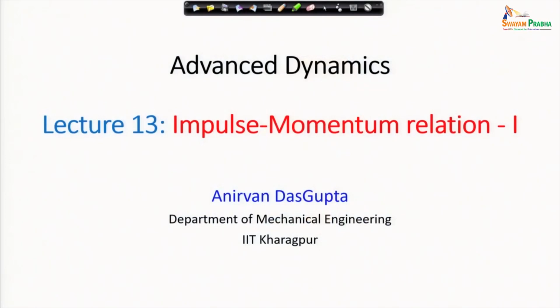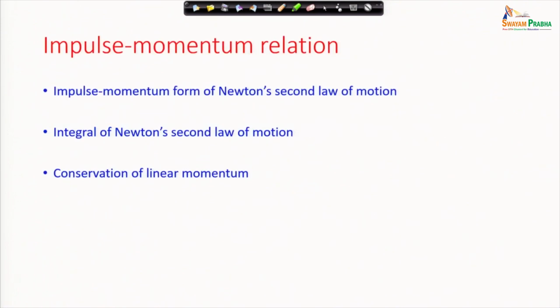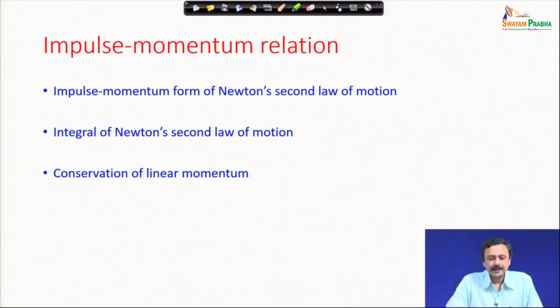In this lecture, we are going to discuss the impulse momentum form of Newton's second law. This is also known as the impulse momentum relation. This relation is an integral of Newton's second law, just like the work energy relation or work energy form of Newton's second law. Therefore, it is called the impulse momentum form of Newton's second law.